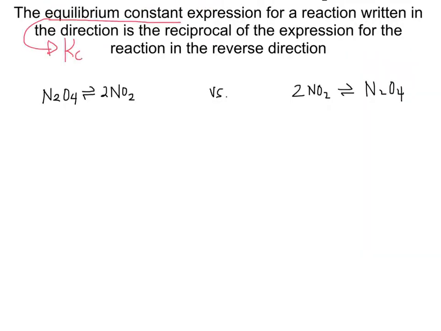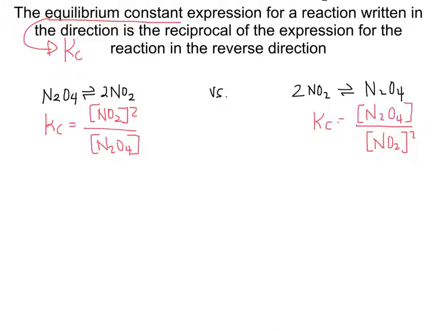The equilibrium constant, Kc, does depend on the direction in which you write the reaction. So for example, I have N2O4 going to 2NO2 versus 2NO2 going to N2O4. Although they are both written in equilibrium because of the double arrow, the Kc expression is written out as such. In this expression, you can see that Kc is NO2 squared divided by N2O4. In this case, NO2 squared is on the numerator and N2O4 is in the denominator. In this expression, you can see that N2O4 is now on the numerator while NO2 squared is on the denominator. They are reciprocals of each other.